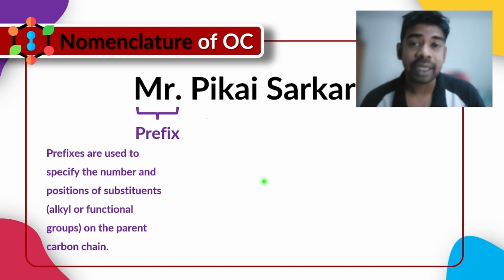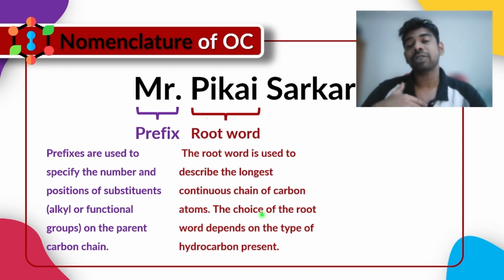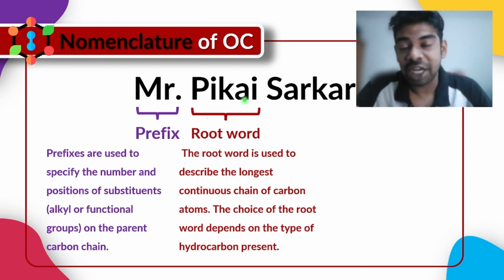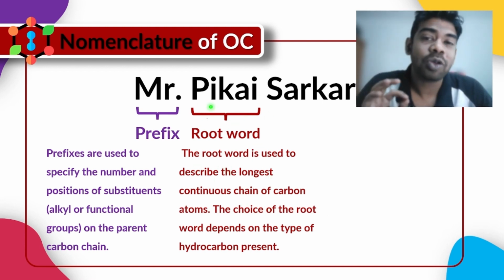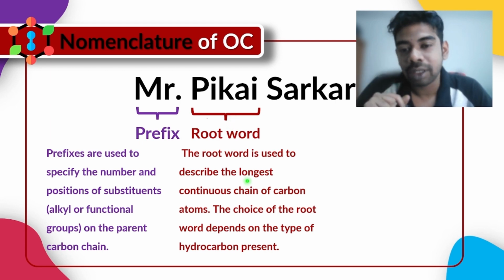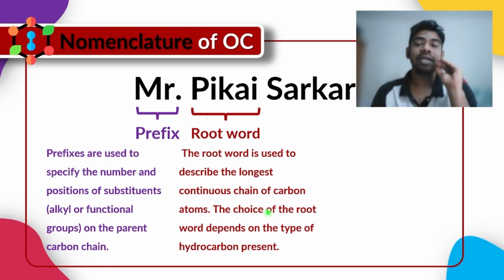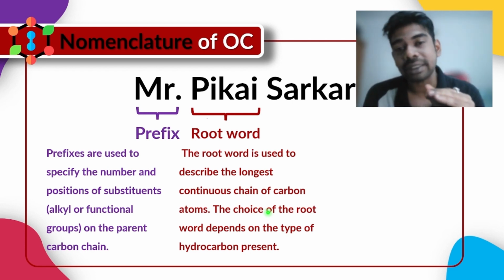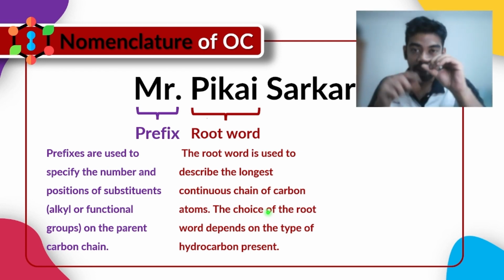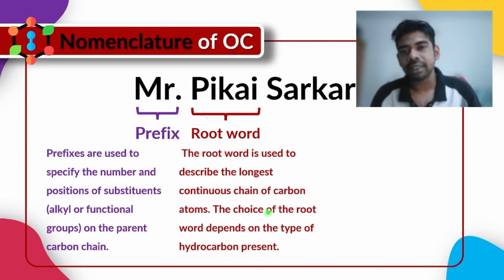Now, moving on to the next word, that is my first name, Pikai. Here, in organic chemistry, that would be called your root word. That's the root by which you are going to call me. In organic chemistry, the root word represents the number of carbons you have in the main carbon chain. Now, how do you select that main carbon chain is what we're going to learn in the later part of the video.